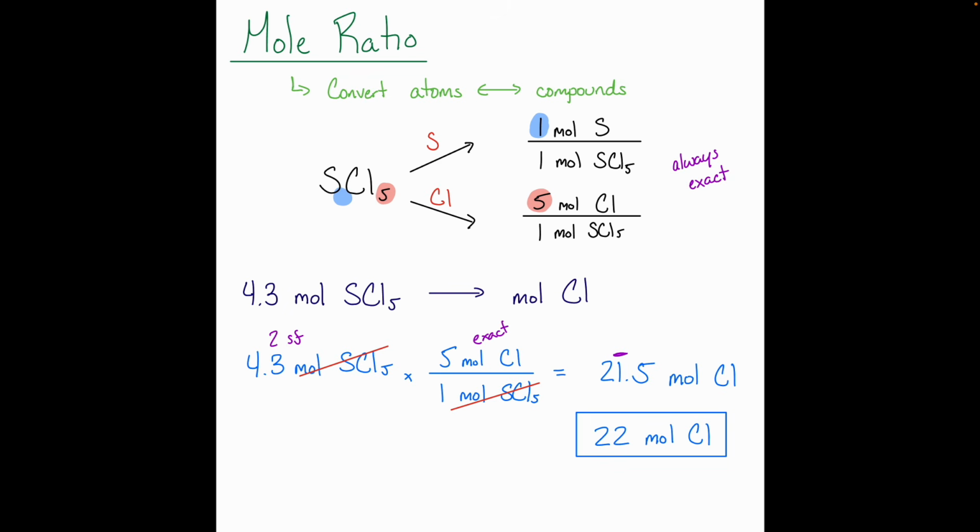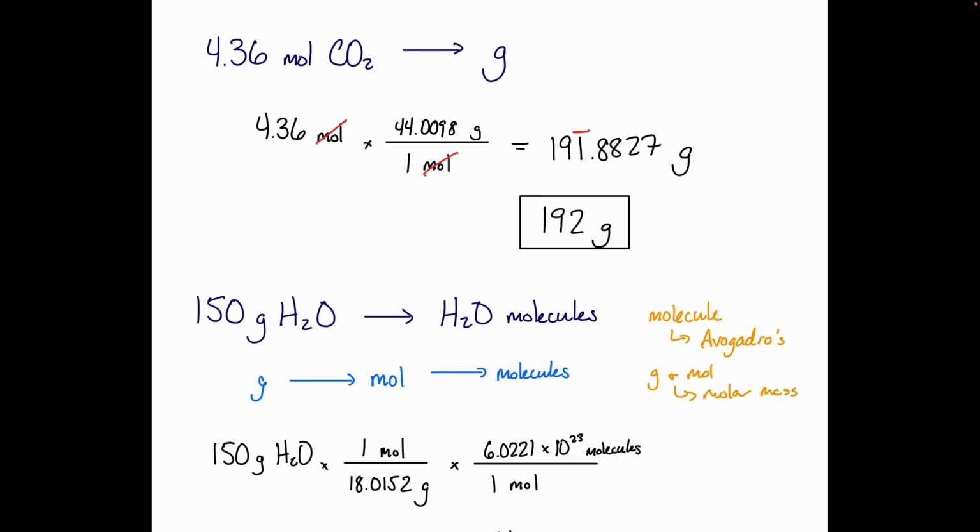All right, so last step, last conversion factor that we're going to learn today are these mole ratios here. They allow us to convert from individual atoms into compounds or vice versa. As we did here, we converted from moles of our sulfur pentachloride, our compound, into moles of just those individual chlorine atoms. So I'm going to put down a few examples to wrap this up here.